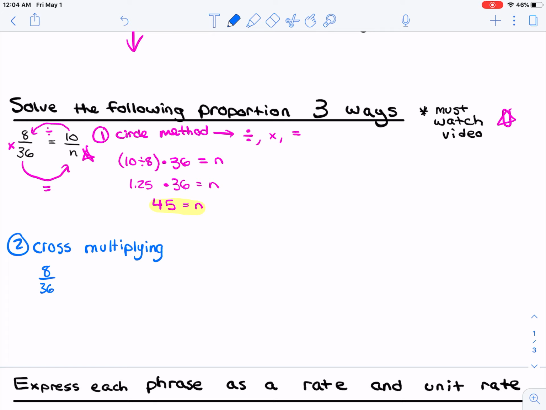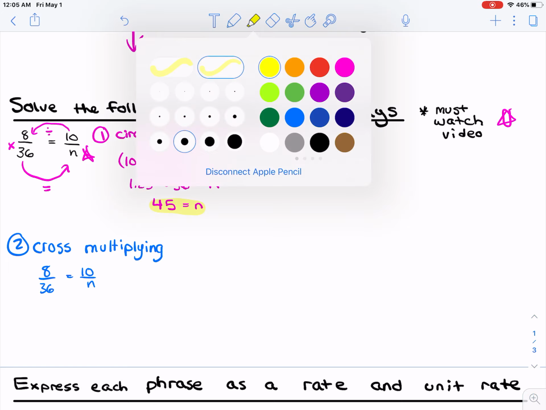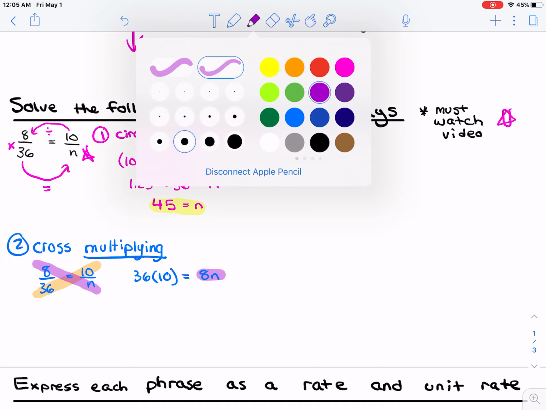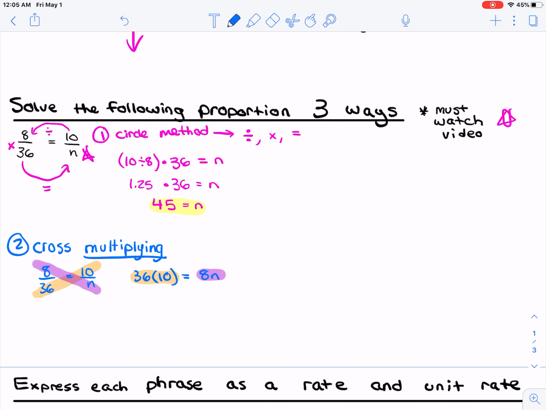So I'm going to go ahead and rewrite my proportion here. We have 8 over 36 is equal to 10 over n. And with your cross multiplication, remember, all you're going to do is make an x here, and you're going to be multiplying. So in my orange, I have 36 times 10, because again, we are multiplying. And that's going to equal 8 times n. So I'm going to go ahead, I'll color code that again here. I'm going to go ahead and simplify that. So 36 times 10 is 360, and that's going to equal our 8n.